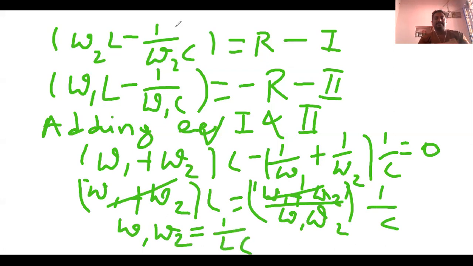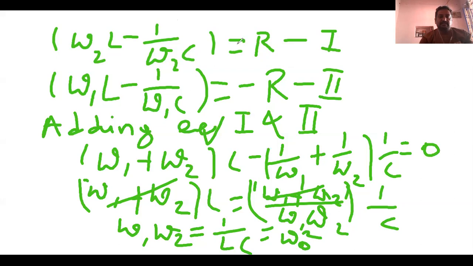This is the value of this. But already we know what 1/LC is. It should be equal to ω0 squared, that is nothing but the resonant frequency squared. So this is the value of ω1 ω2 by adding.